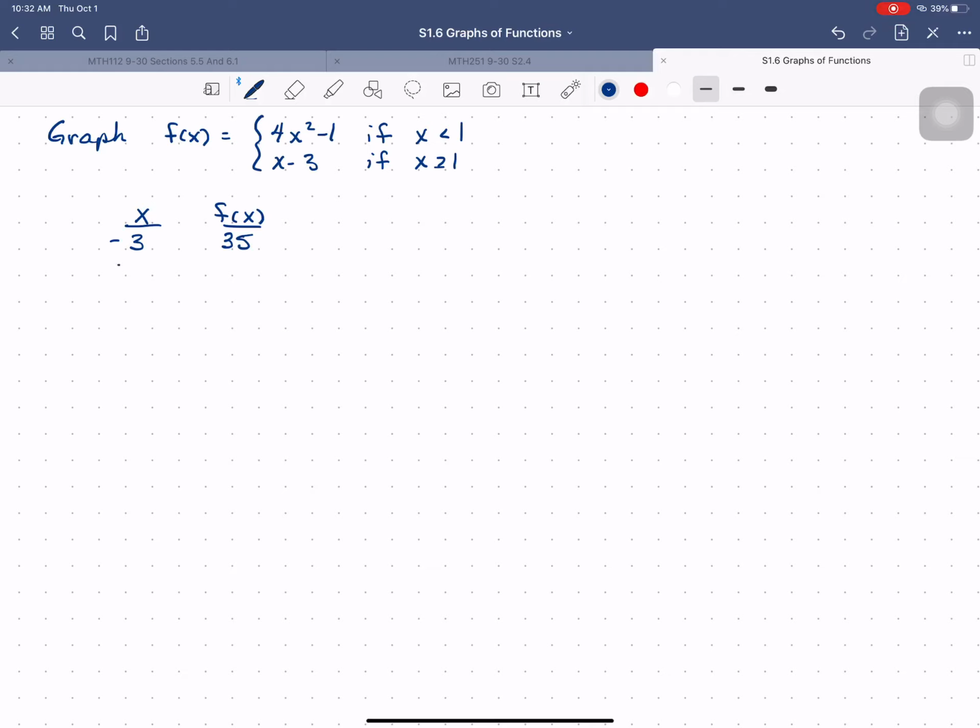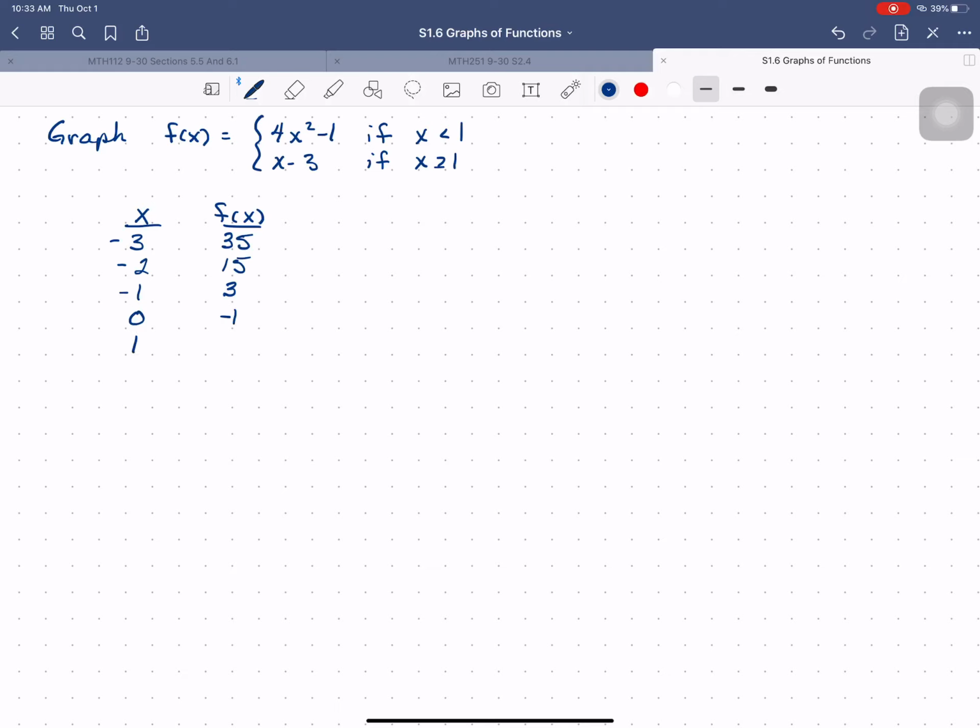Let's try an x of -2. Again, -2 is less than 1, so we'll use the top line of my function definition. -2 squared is 4, times 4 is 16, minus 1 is 15. And let's try -1 for x. Again, -1 is less than 1, so we use the top line of our function definition, and we get an output of 3.